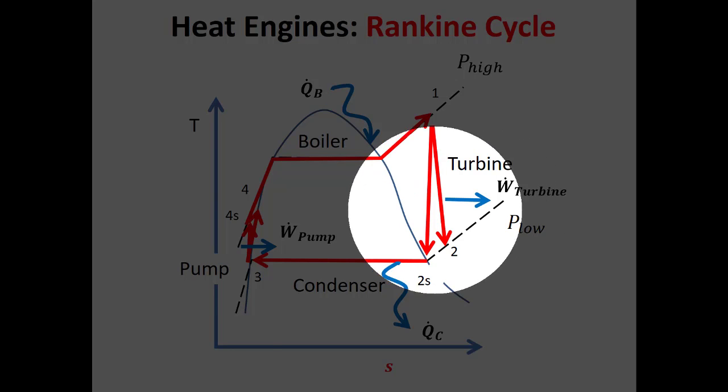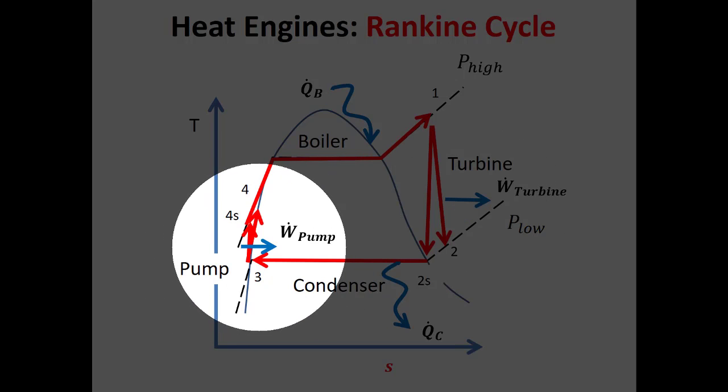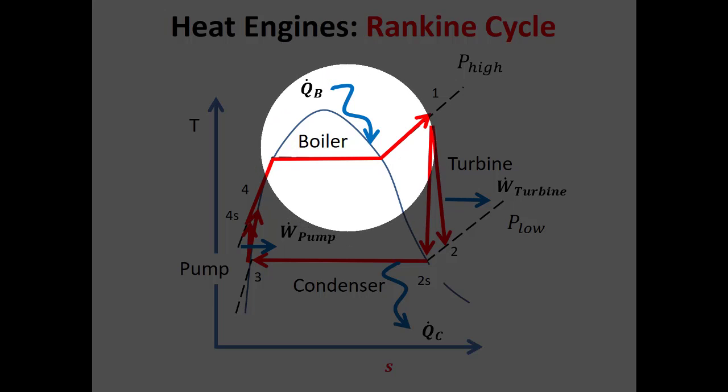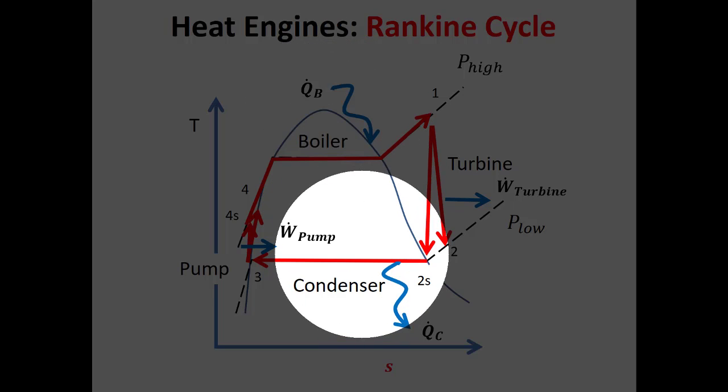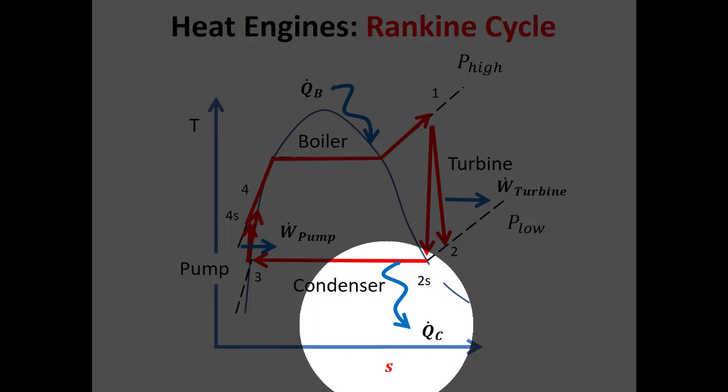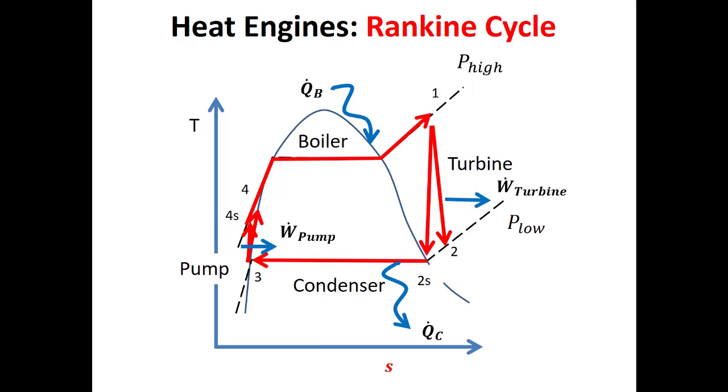Work out is positive. Power's going into the cycle at the pump. Power in is negative. Heat's coming in at the boiler. Heat in is positive. Heat's coming out at the condenser. Heat out is negative. So just drawing this, I know what the signs are of the different processes, and I also know what the major term is that I'm interested in for each of these processes.